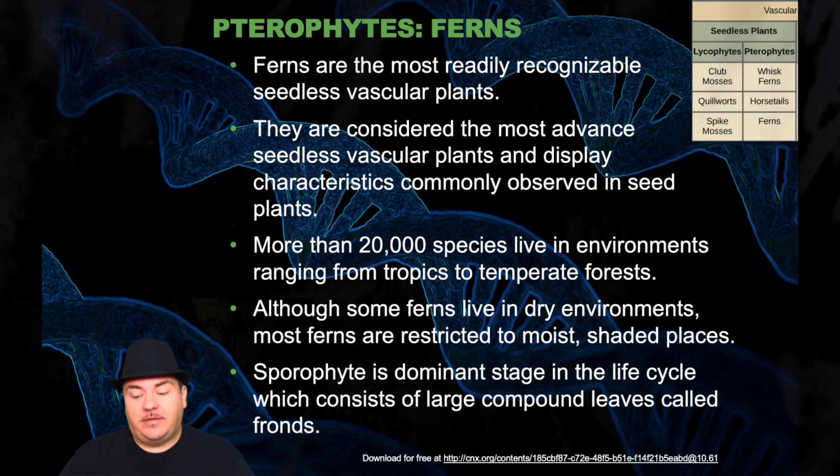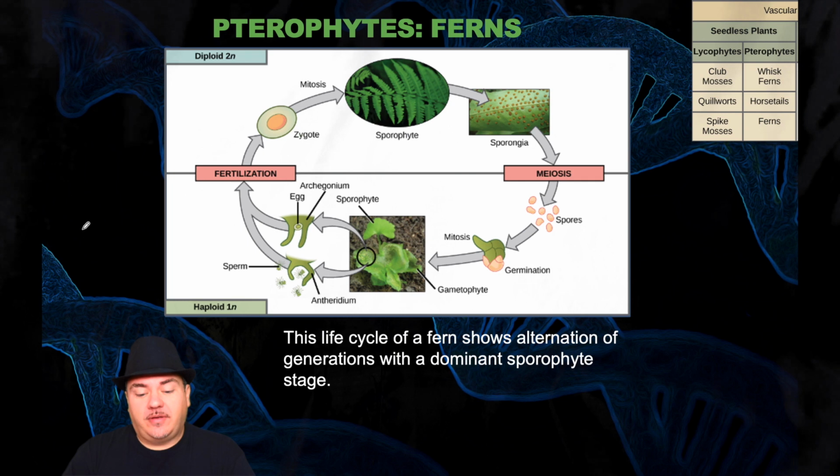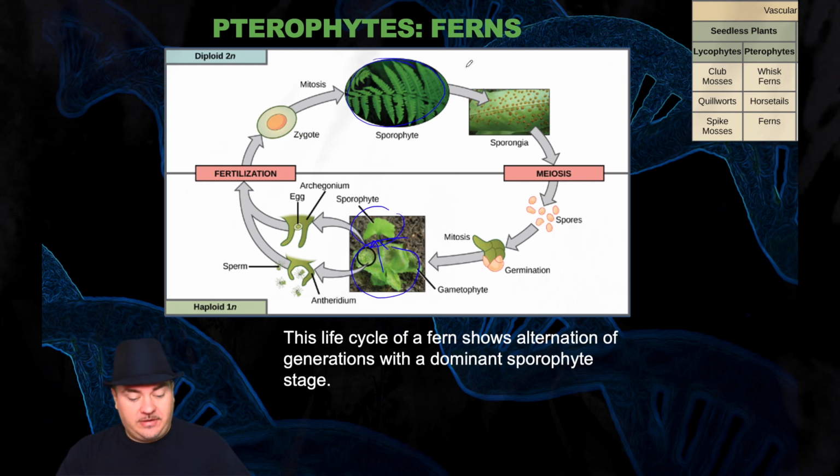The sporophyte is the dominant life stage, which consists of large compound leaves called fronds. So here's an example of the fern life cycle. Okay, in ferns, remember that the sporophyte, which is the diploid generation, is the dominant generation. When you think about ferns, what you're seeing is the sporophyte generation. The gametophyte generation is very small, usually hidden by the soil, and the sporophyte will grow out of that and become the large fern plant you're used to thinking about.